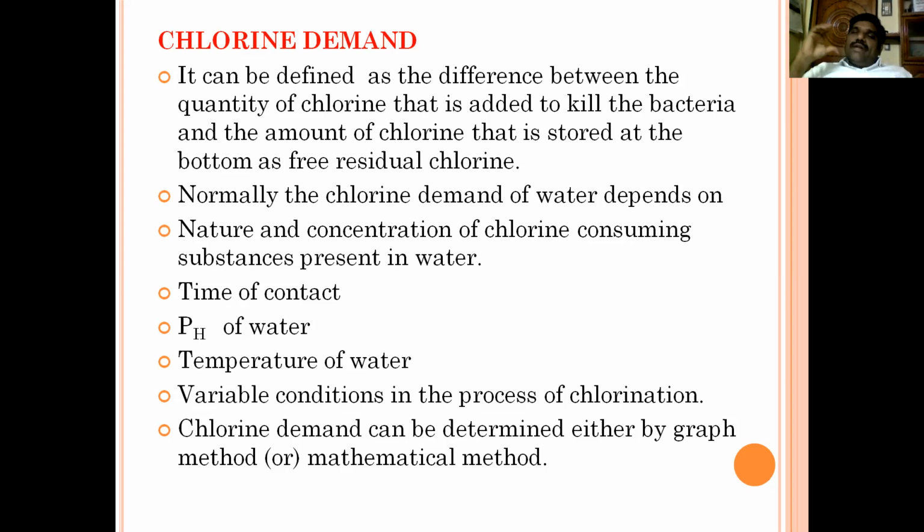We will discuss what chlorine demand is. It is the difference between the amount of chlorine that is added to kill the bacteria and the amount of chlorine that remains in the same water body as residual chlorine. It depends on time of contact, pH of water, temperature of water, and the concentration of chlorine-consuming substances present in that particular water body.